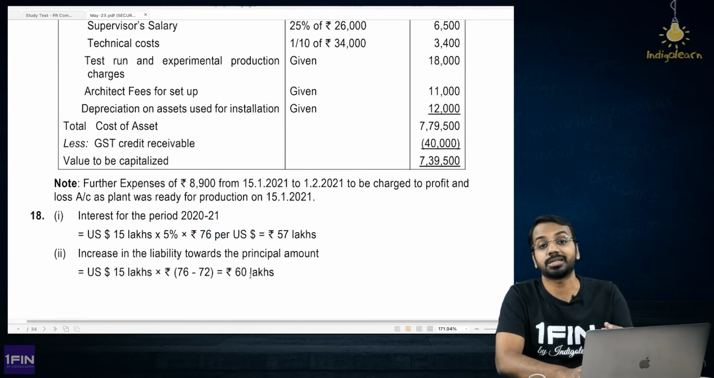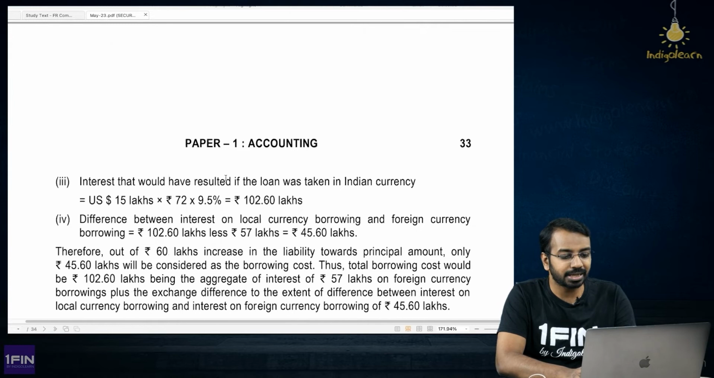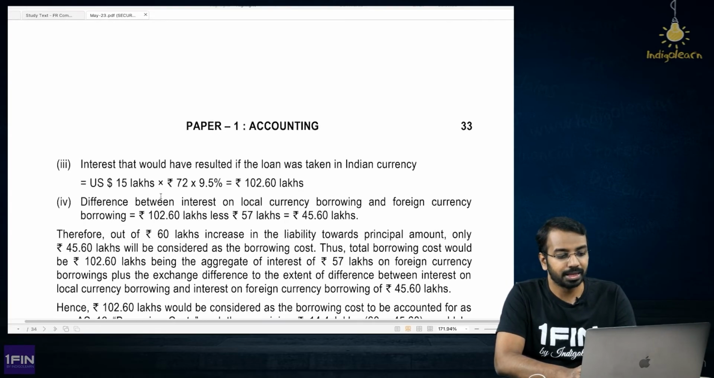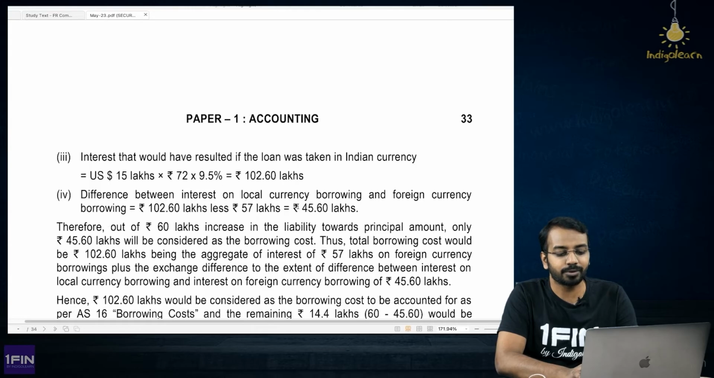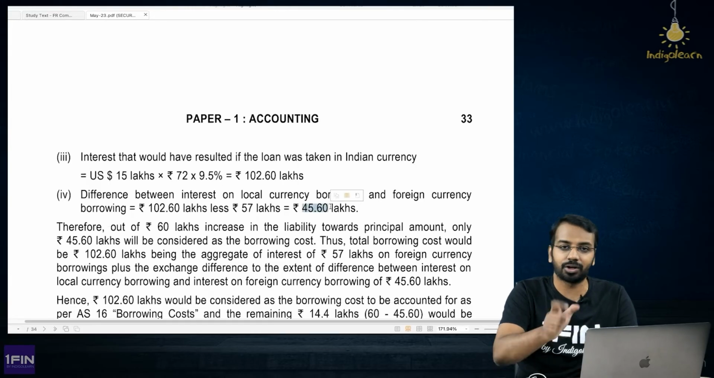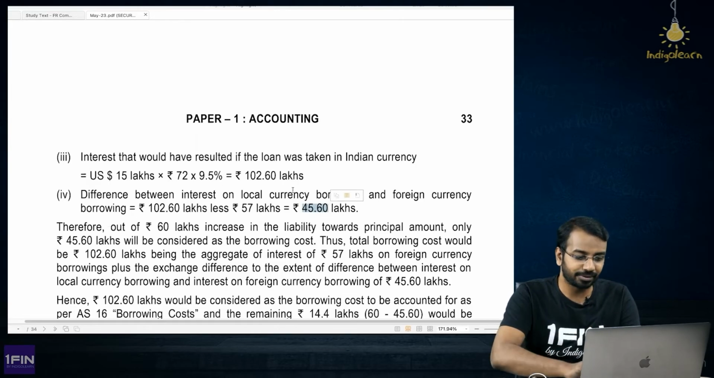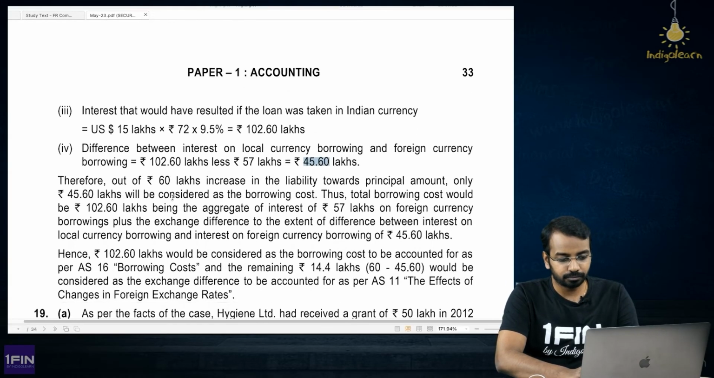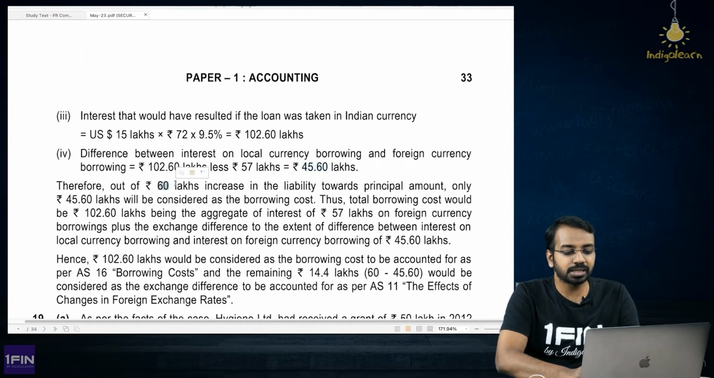So total interest for the period is 57 lakhs. Exchange loss is 60 lakhs. Interest that would have resulted if the loan was taken in Indian currency is 15 lakhs into 72 into 9.5%, which is 102.6. Difference between these two, 45.6 is your savings. 45.6 lakhs is something which you have saved. Therefore, out of 60 lakhs increase in the liability towards the principal amount, only 45.6 will be considered as borrowing cost.